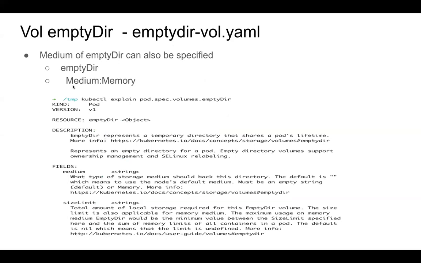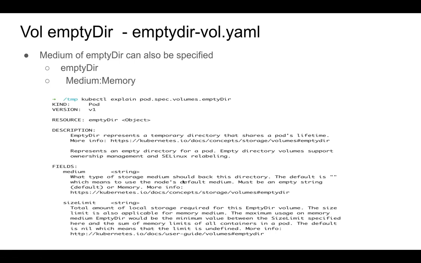Now, you can specify the medium of the emptyDir. Medium is memory in this case. So you can see the description of this. You can say kubectl explain pod.spec.volumes.emptyDir, and it shows the medium. You can see the description and size limit, and there's medium also.